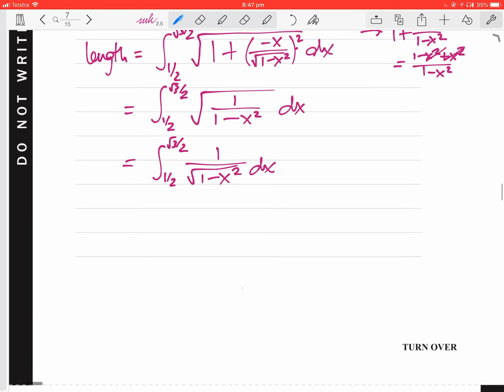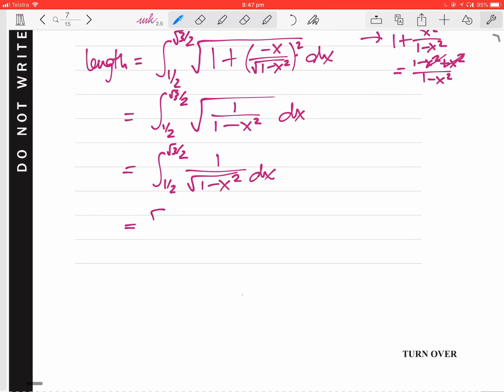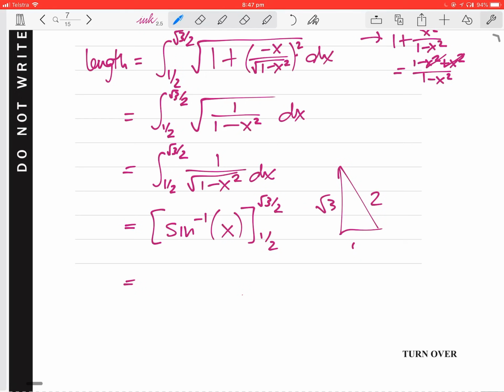Of course, we know that that is inverse sine when we integrate it. So sine inverse of x on 1, so it's just sine inverse of x between root 3 on 2 and 1/2. Of quick triangle, 1, 2, root 3, pi on 3, pi on 6. Always do this so I don't stuff it up.